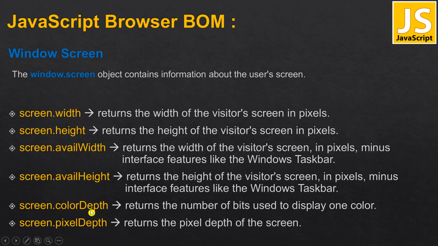And then color depth. Color depth means the number of bits used to display one color. For representing one color on the screen, how many bits our system is using, that information will be given. Pixel depth is also the same thing, the pixel depth of the screen. So let us demonstrate all these methods.